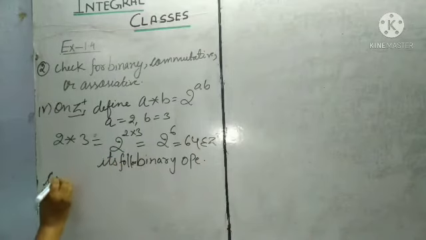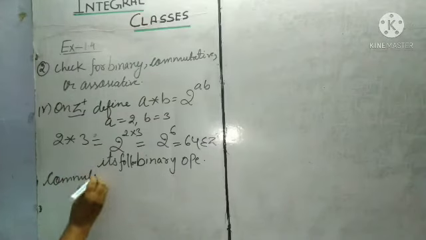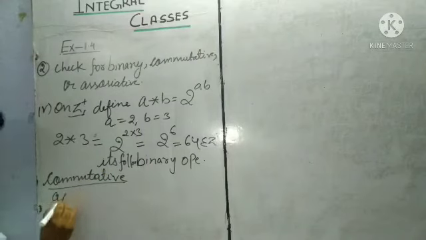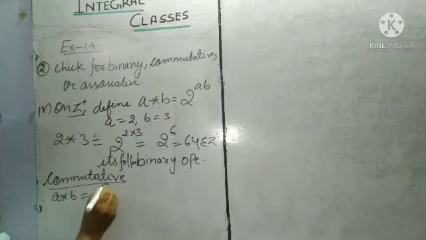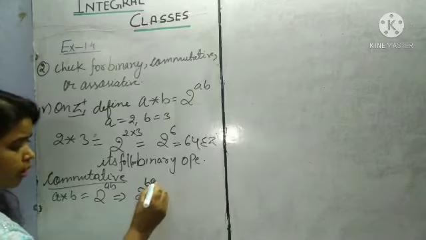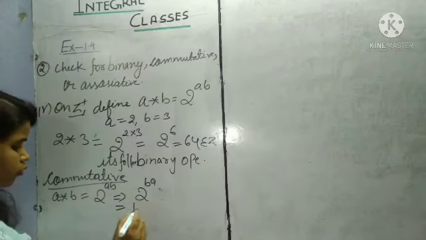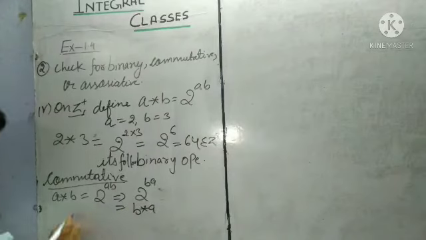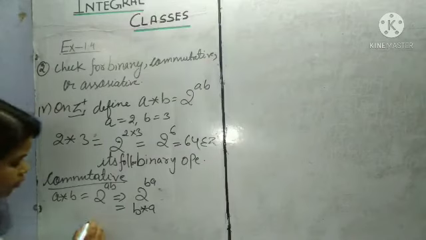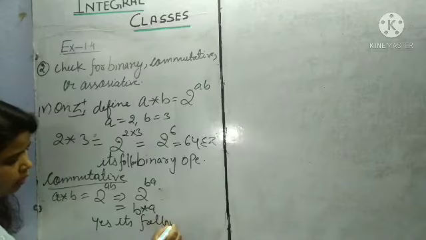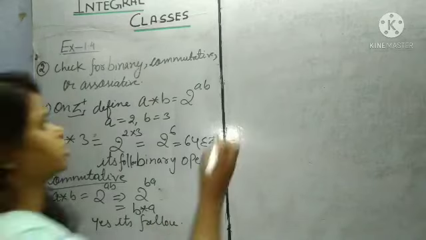Now for commutative, again A star B equals 2 exponent AB. Now we write 2 exponent BA, which is equal to what? Which is equal to B star A. So it follows commutativity. Yes, it follows. Now for associativity.